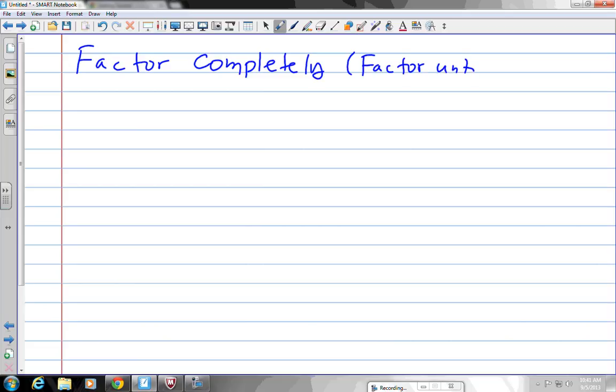Factor until you can no longer factor. Well, not you personally, no one can. No longer factor. I don't know if that makes sense. I don't know what I'm trying to say.